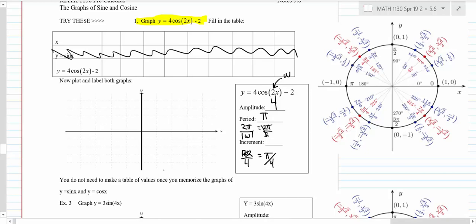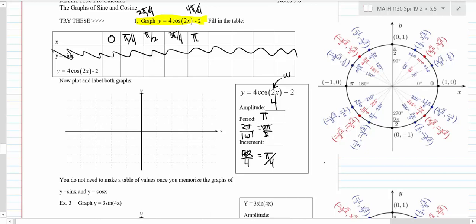So here's what we do. Start counting by pi over 4. Okay, and you can do this in your head if you want to. So 0, pi over 4. You want to reduce your fractions. 2 pi over 4 would be pi over 2. 3 pi over 4. And then we would finally get to 4 pi over 4 like that.